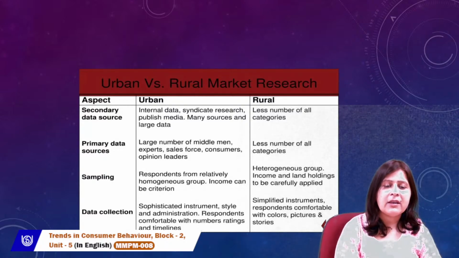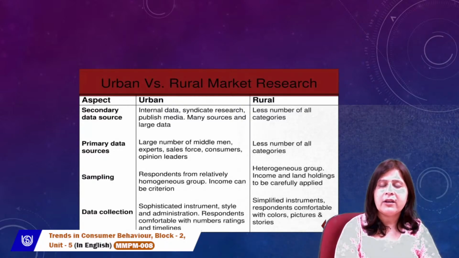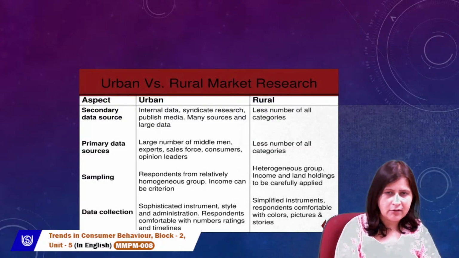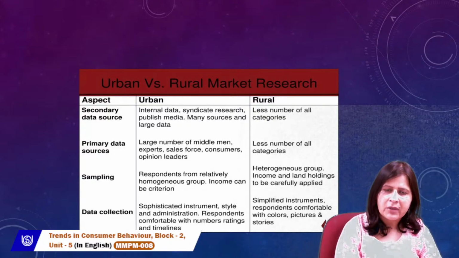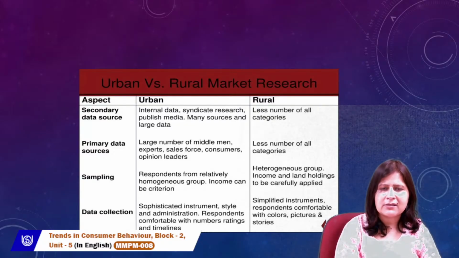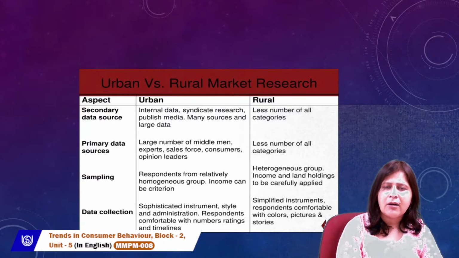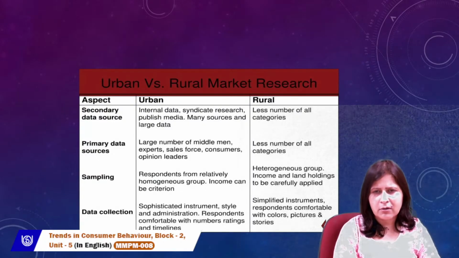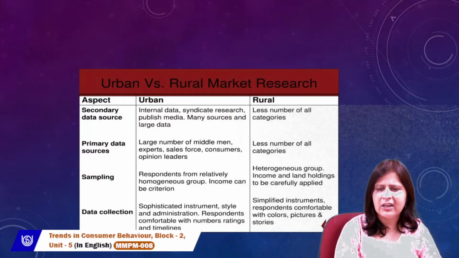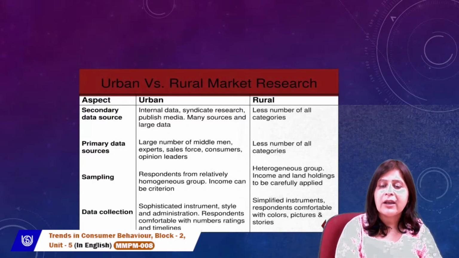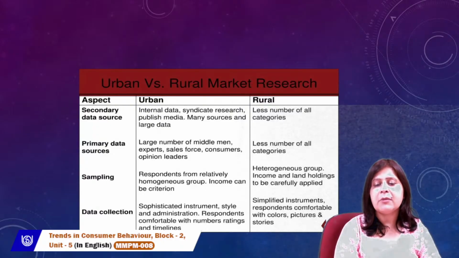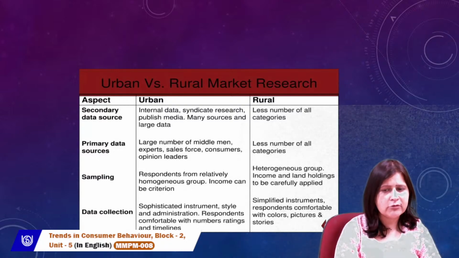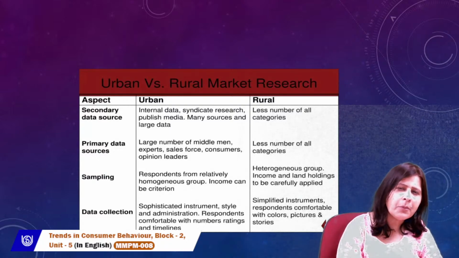Then the sampling. In urban areas, respondents are from a relatively homogeneous group and income can be a criterion, right? So in urban areas, you'll get a good sample size, right? Or respondents who are of homogeneous type, or on the basis of the criteria. While in rural areas, the group is heterogeneous, and income and land holding have to be carefully applied. Why is it a heterogeneous group?